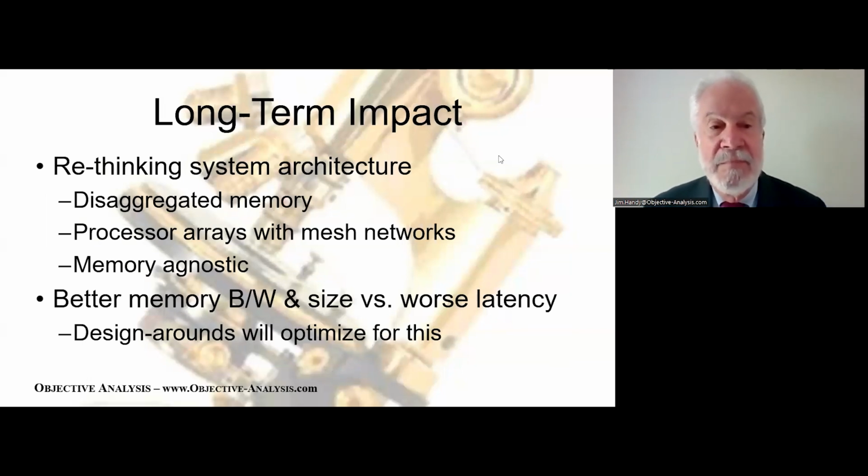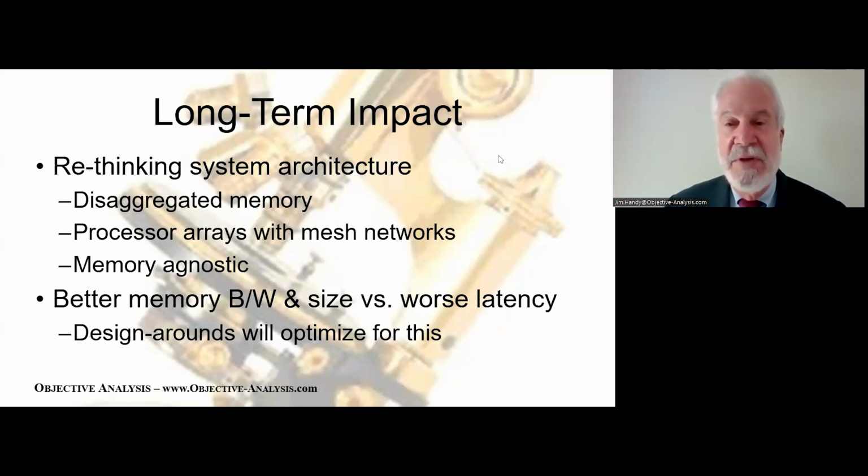The long-term impact of this is rethinking system architecture. People are going to be looking at the way their systems are configured, and they're going to say, okay, we can disaggregate memory. What can we do with that? And so you'll probably end up finding large systems with smaller memories on the server, but with very large memories out in a pool somewhere shared among processors. We'll also see a lot more mesh networks being used.